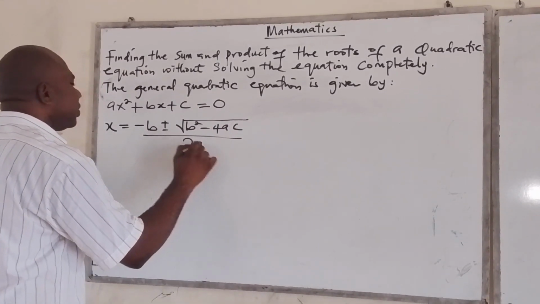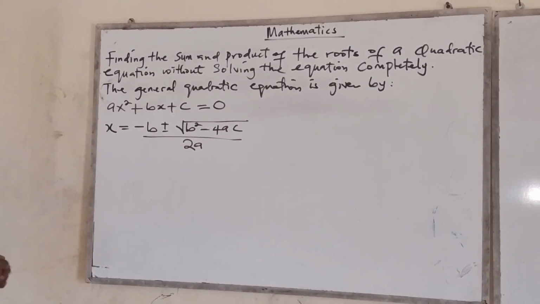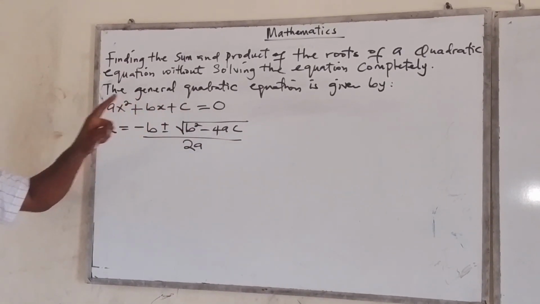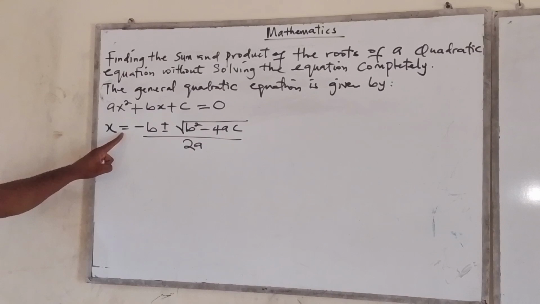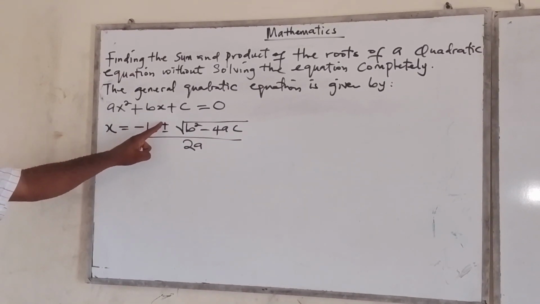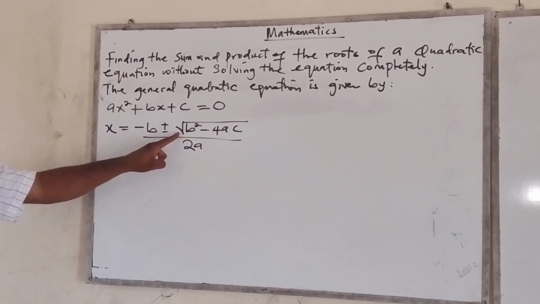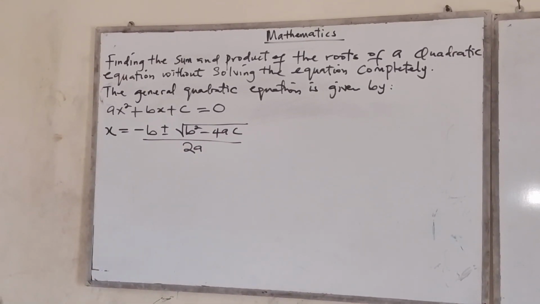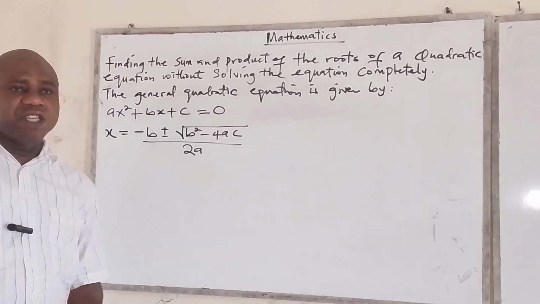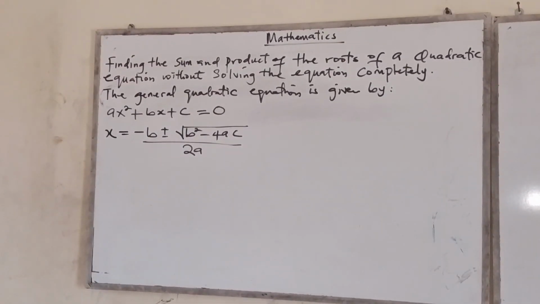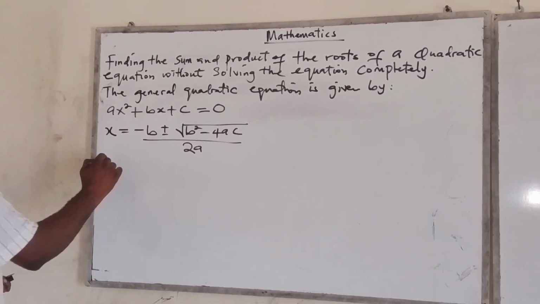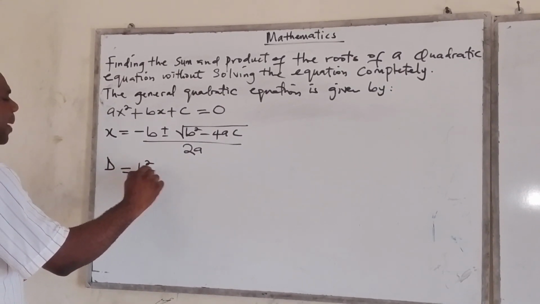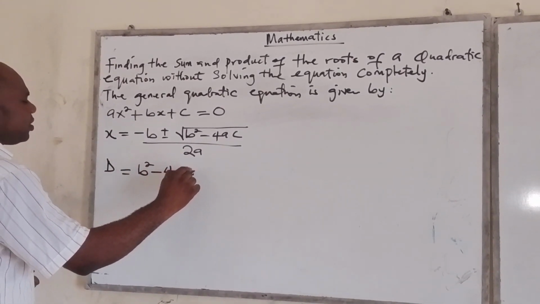over 2a. Yes, if ax squared plus bx plus c is equal to 0, it means the value of x will be equal to minus b plus or minus the square root of b squared minus 4ac all over 2a. And remember, we called this the general quadratic formula. So in this case, we said the value of d, which is the discriminant, is b squared minus 4ac.